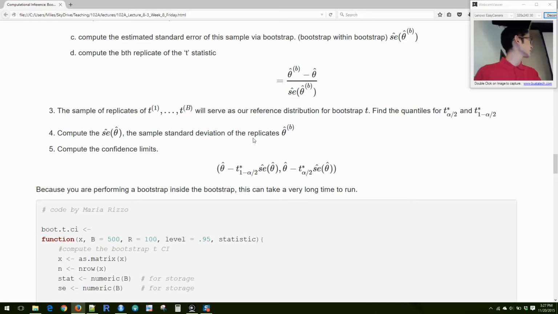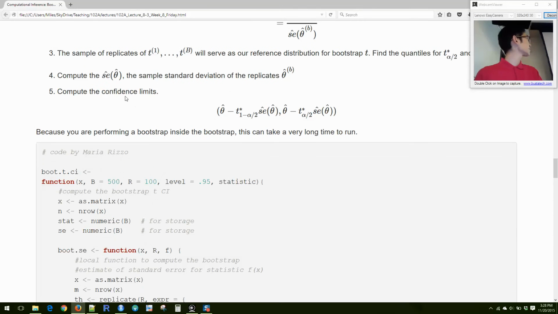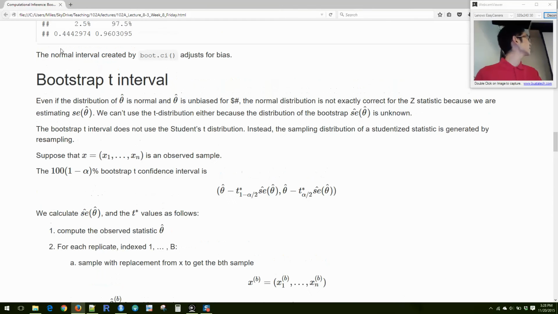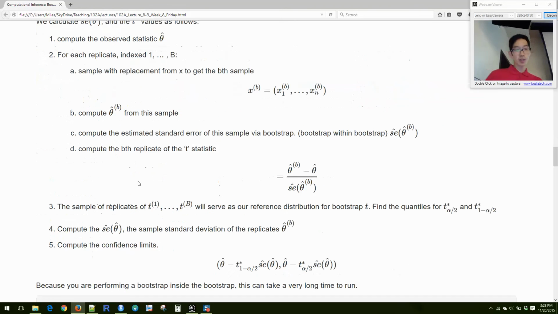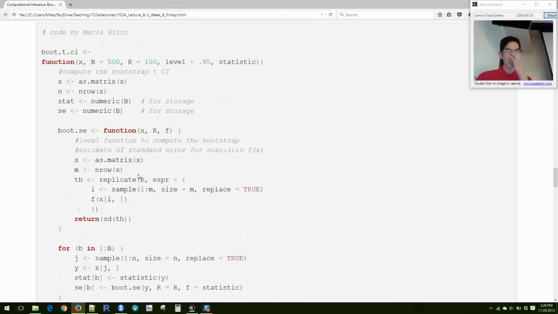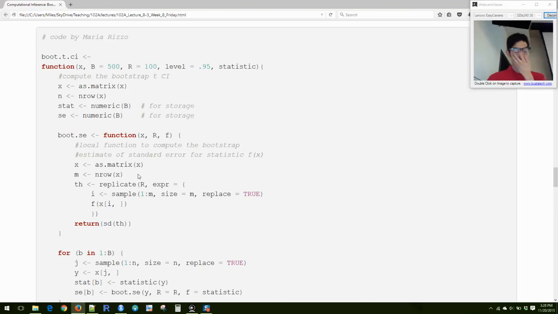So we get the standard error the normal way from the bootstrap, and then we can compute the confidence limits. Okay, so here's some code that implements the bootstrap t interval. It's a little messier.